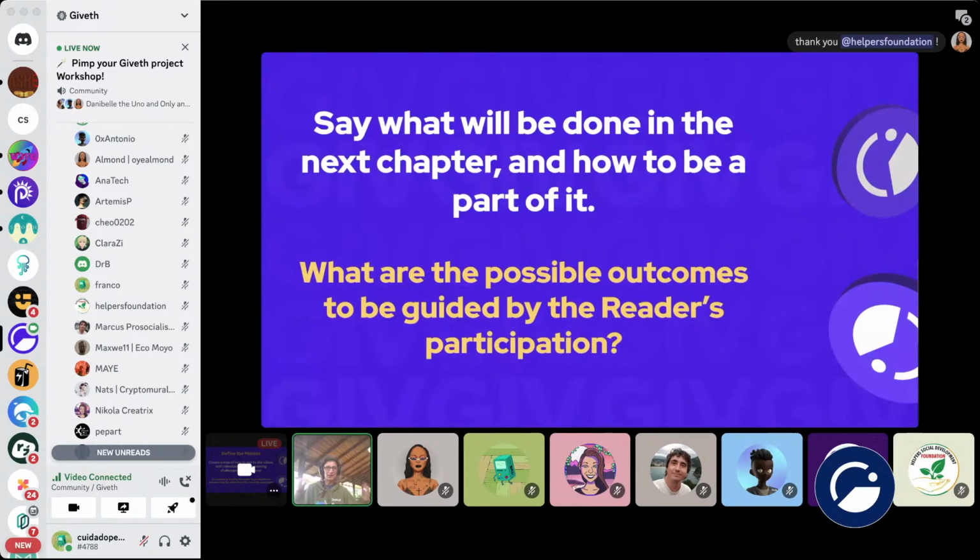So these are the things I want to remind you are the key things. You want to say what it is you're going to do in the next chapter, and you're going to ask questions that invite the people that are looking at your project how they can be a part of that. Some of those questions you could ask are, what are the different possible outcomes that can come in the next chapter? Because what people contribute in response to your request is really going to determine what you're able to do next in many cases.